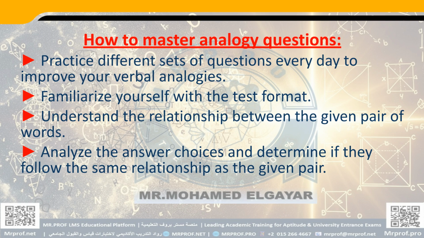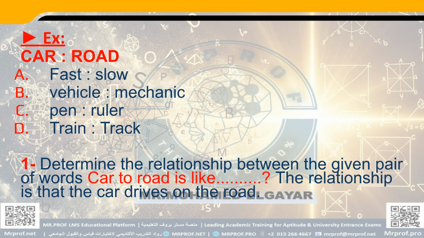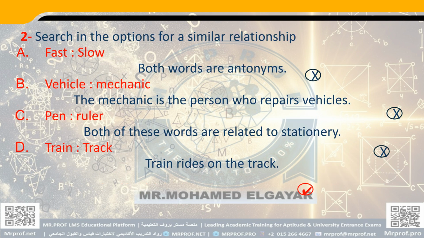between the words. Analyze the choices to find the pair with the same relationship as the original. For example, consider the pair car to road. The relationship is that the car drives on the road. Now, you must look for the answer choice that has the same relationship. In the options, fast, slow are antonyms. Vehicle mechanic is a person to object relationship. Pen, ruler are both stationery. Train track shares the same relationship. The train rides on the track. Thus, train track is the correct answer.